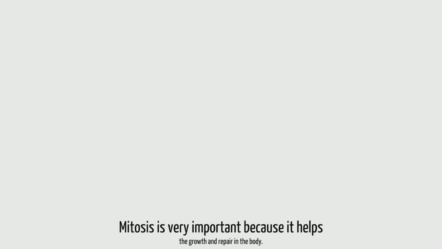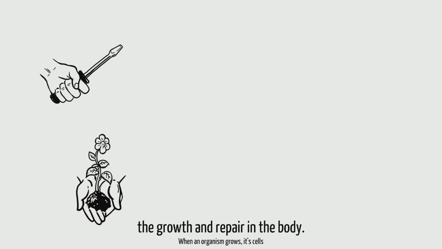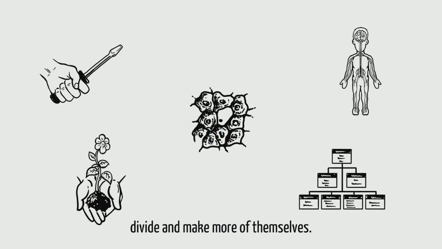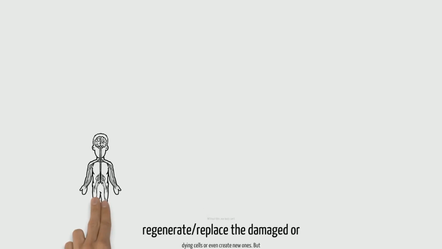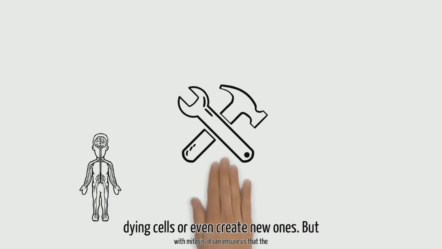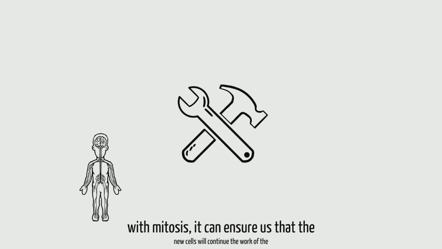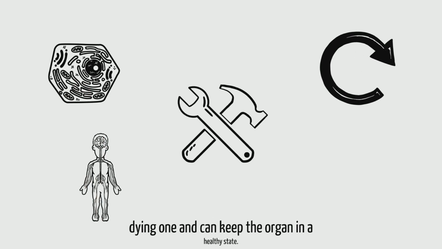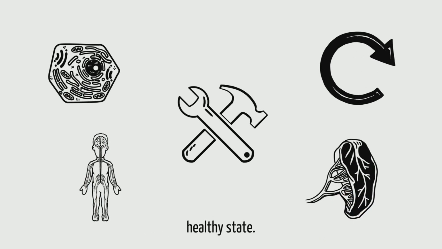Mitosis is very important because it helps the growth and repair in the body. When an organism grows, its cells divide and make more of themselves. Without this, our body can't regenerate or replace the damaged or dying cells or even create new ones. But with mitosis, it can ensure that the new cells will continue the work of the dying ones and keep the organ in a healthy state.